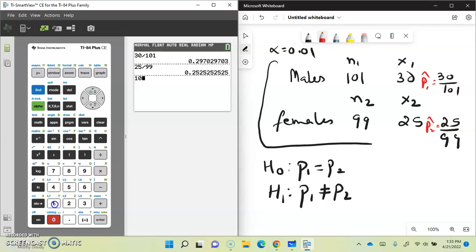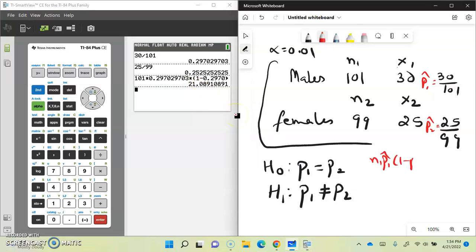N1 is 101, times P1 cap, this number here, times 1 minus P1 cap, this number here. Close the parenthesis. So you see this number is 21. So that means N1 times P1 cap times 1 minus P1 cap is 21 point something, which is more than 10. We just want to check more than 10.